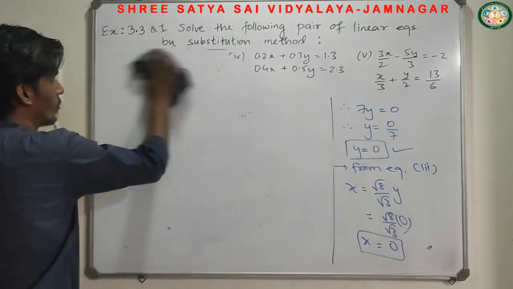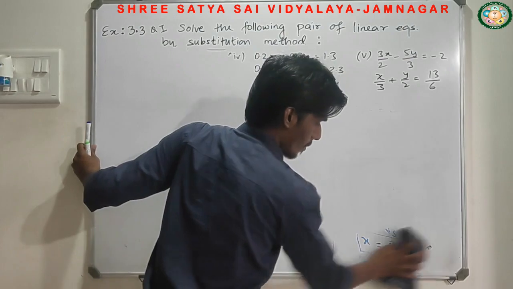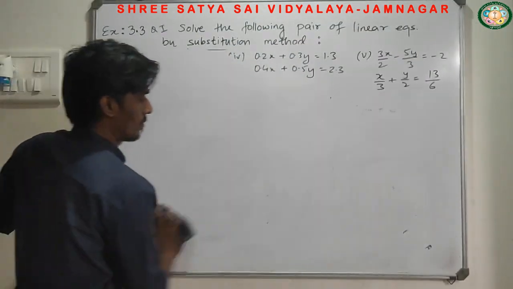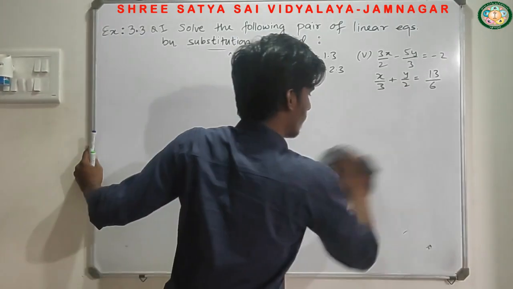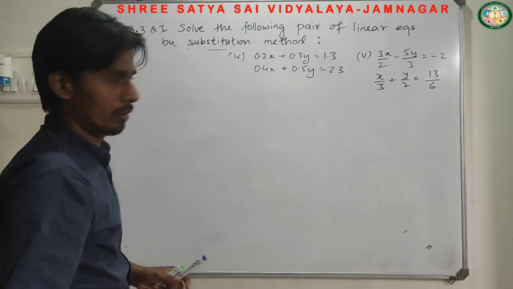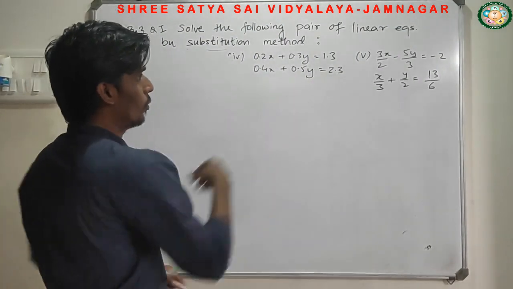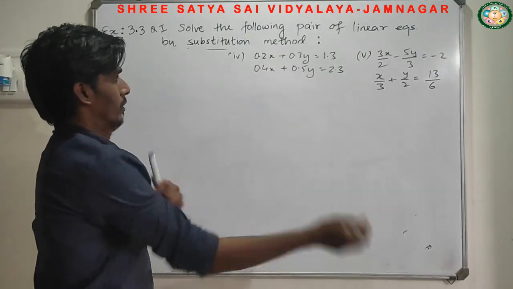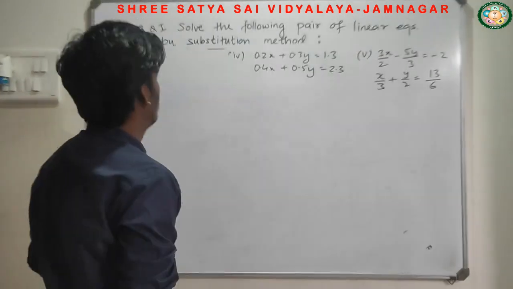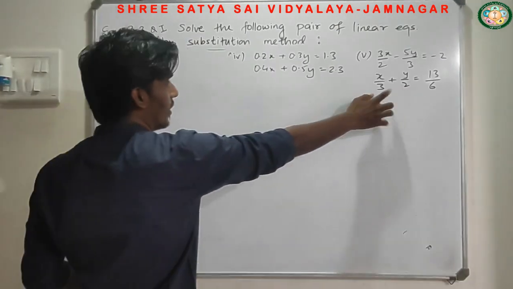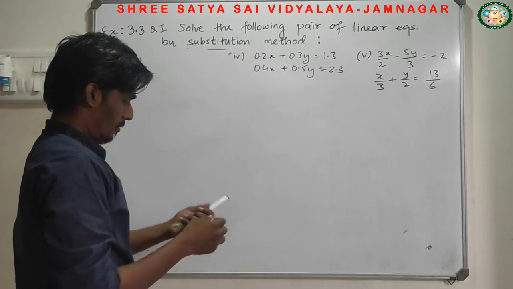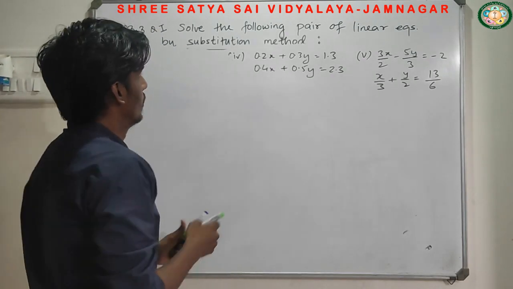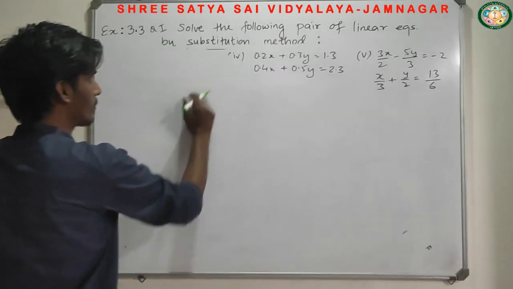So I'll solve this one. Now, two more equations are left. These are the important ones, this fourth one and this one. Let's start with the fourth one.